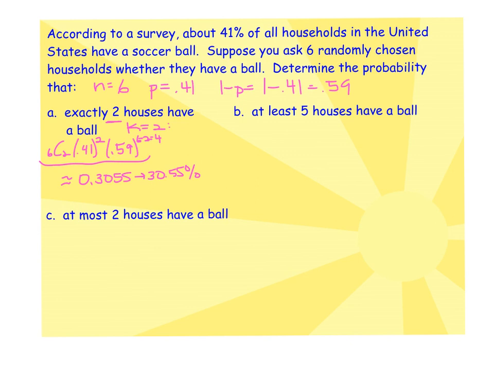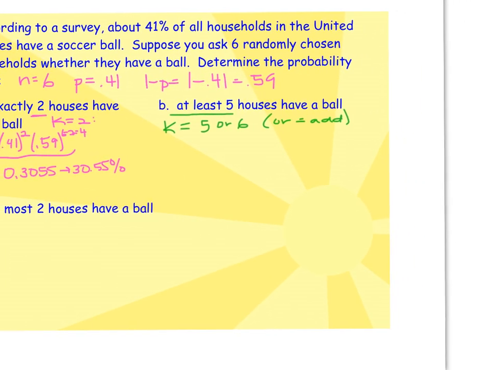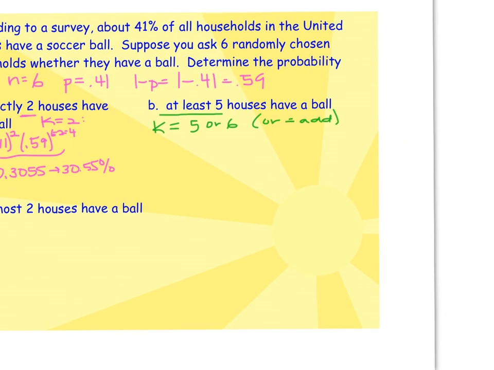Now, unique wording can alter what your k value would equal. In example B, what's the probability that at least 5 houses have a soccer ball? That means k has more than one option. At least 5 means you could have exactly 5, or you could have 6. And then we have to think about what "or" means: to add. So that's going to be incorporated in our work. I'm going to need a little bit more space to write this straight across, so I'm just going to move this over right away.